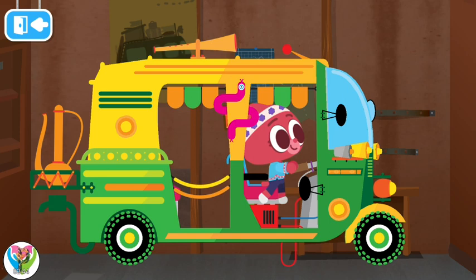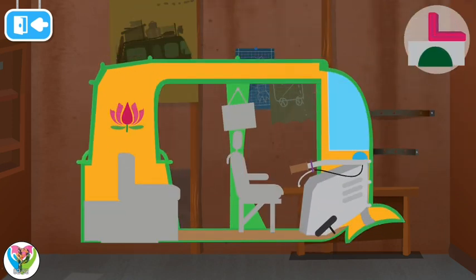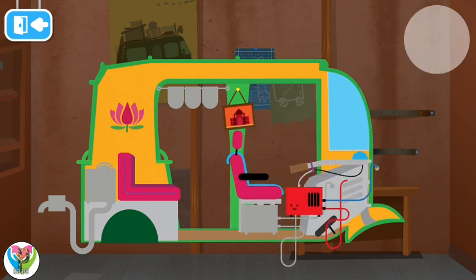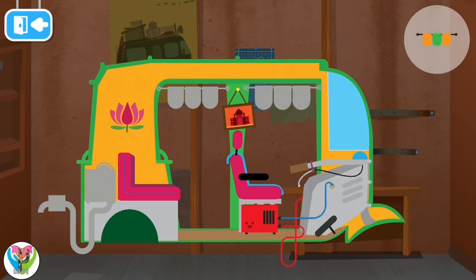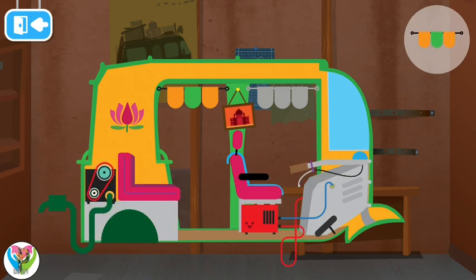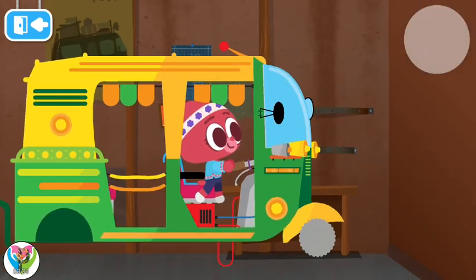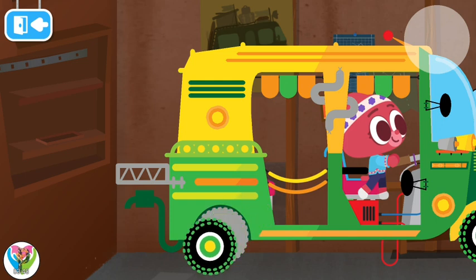Tuk-tuk. A tuk-tuk is a small vehicle with three wheels. Let's build a tuk-tuk. Handlebars. Handlebars help the tuk-tuk driver steer. Engine. A tuk-tuk is used as a taxi. Horn.